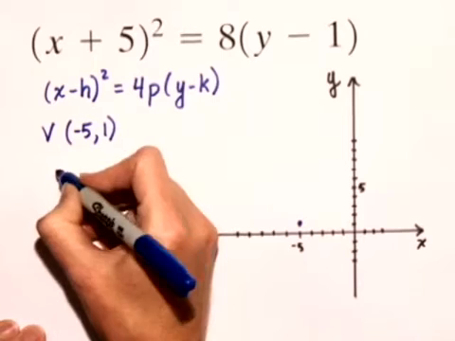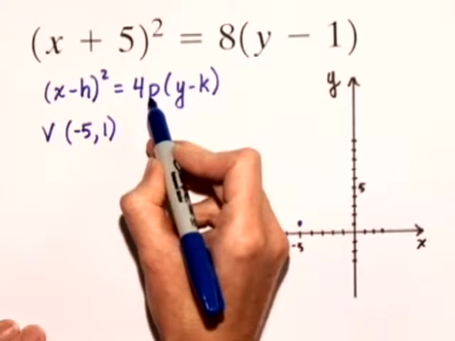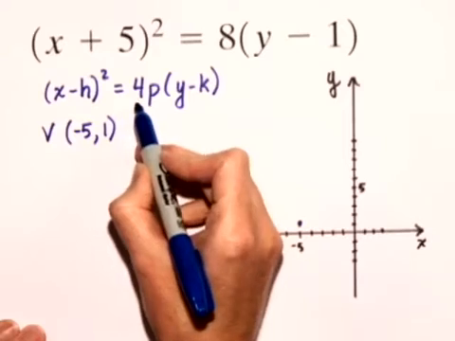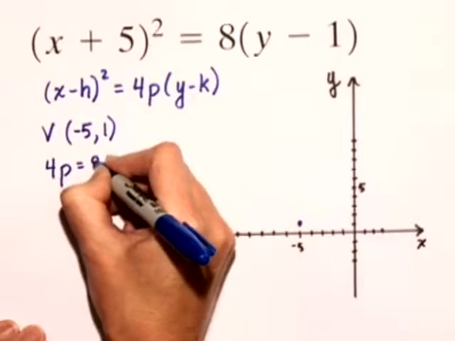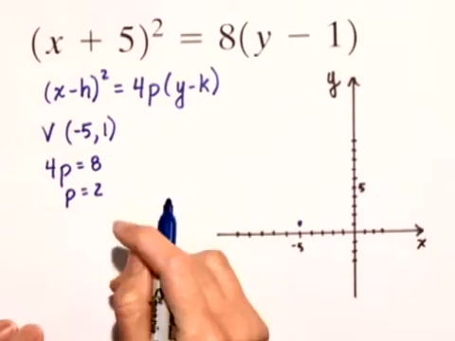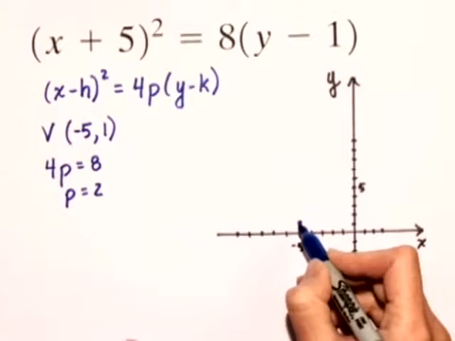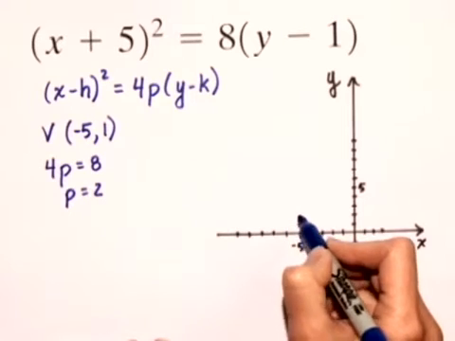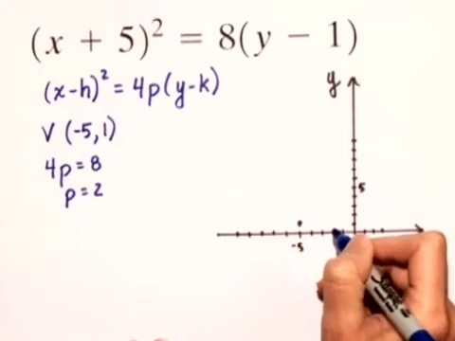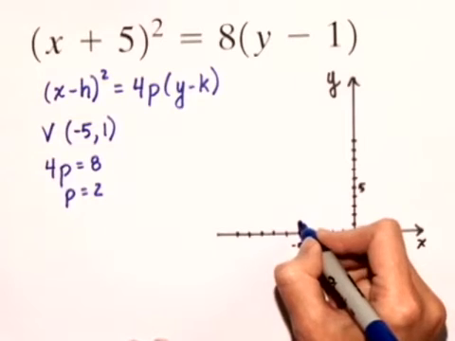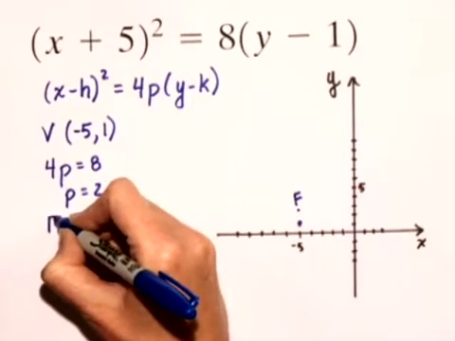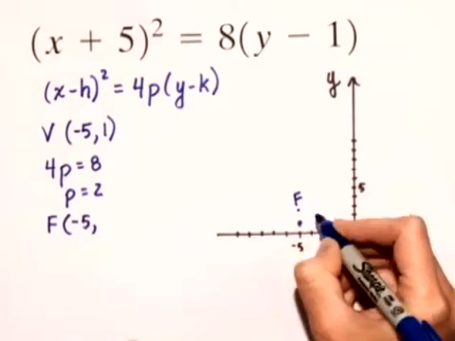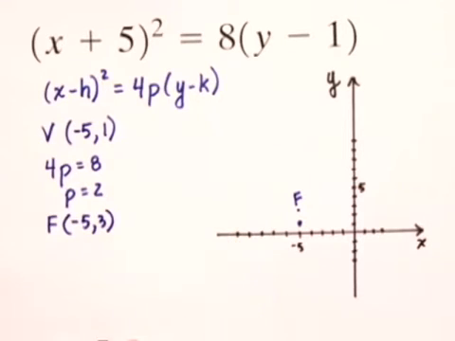So let's find next the focus. We can use p in order to help us find the focus. We can set 4p equal to 8, and we get p is equal to 2. Since this is a parabola that opens up, our focus is located p units above the vertex, or 2 units above the vertex. So from (negative 5, 1), we go up 2 units, and our focus is located at (negative 5, 1 plus 2), which gives us 3.